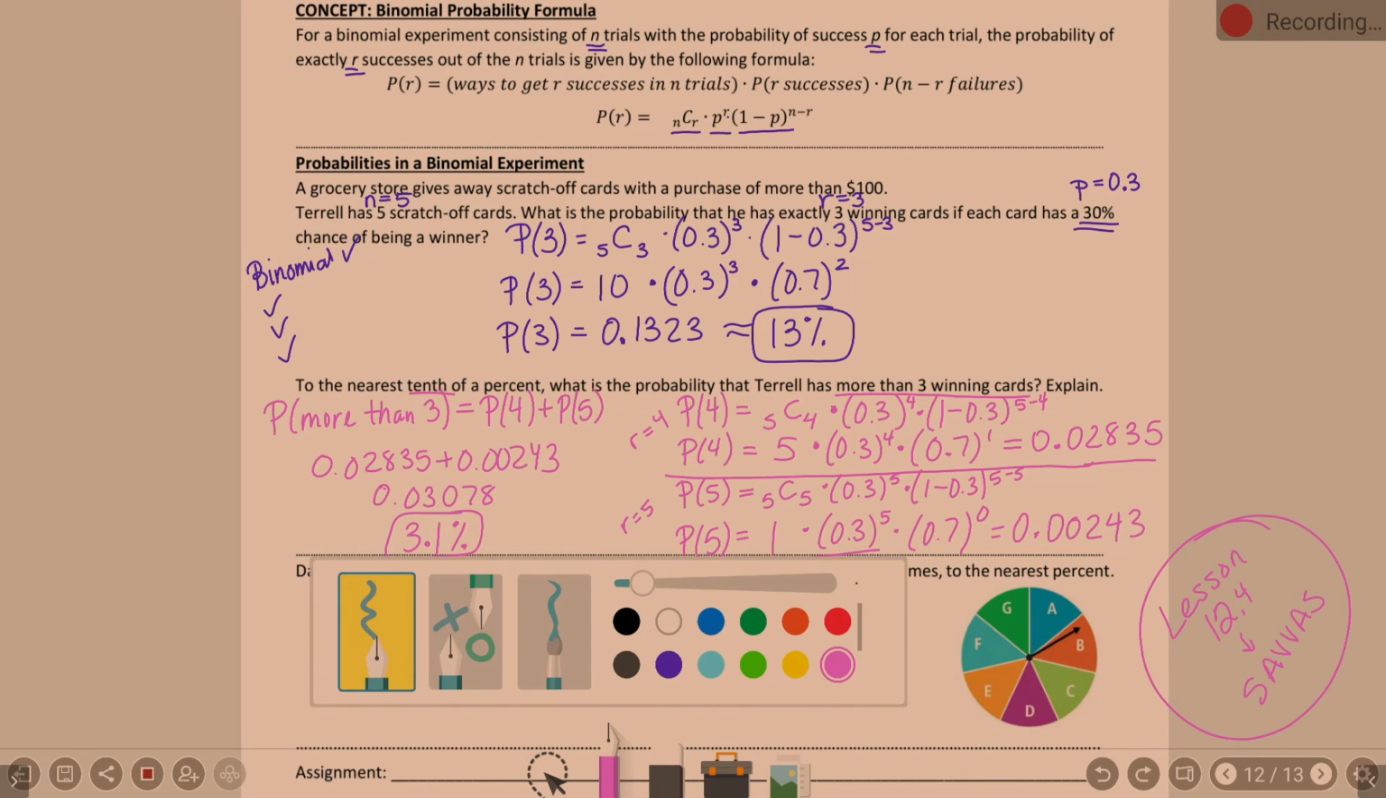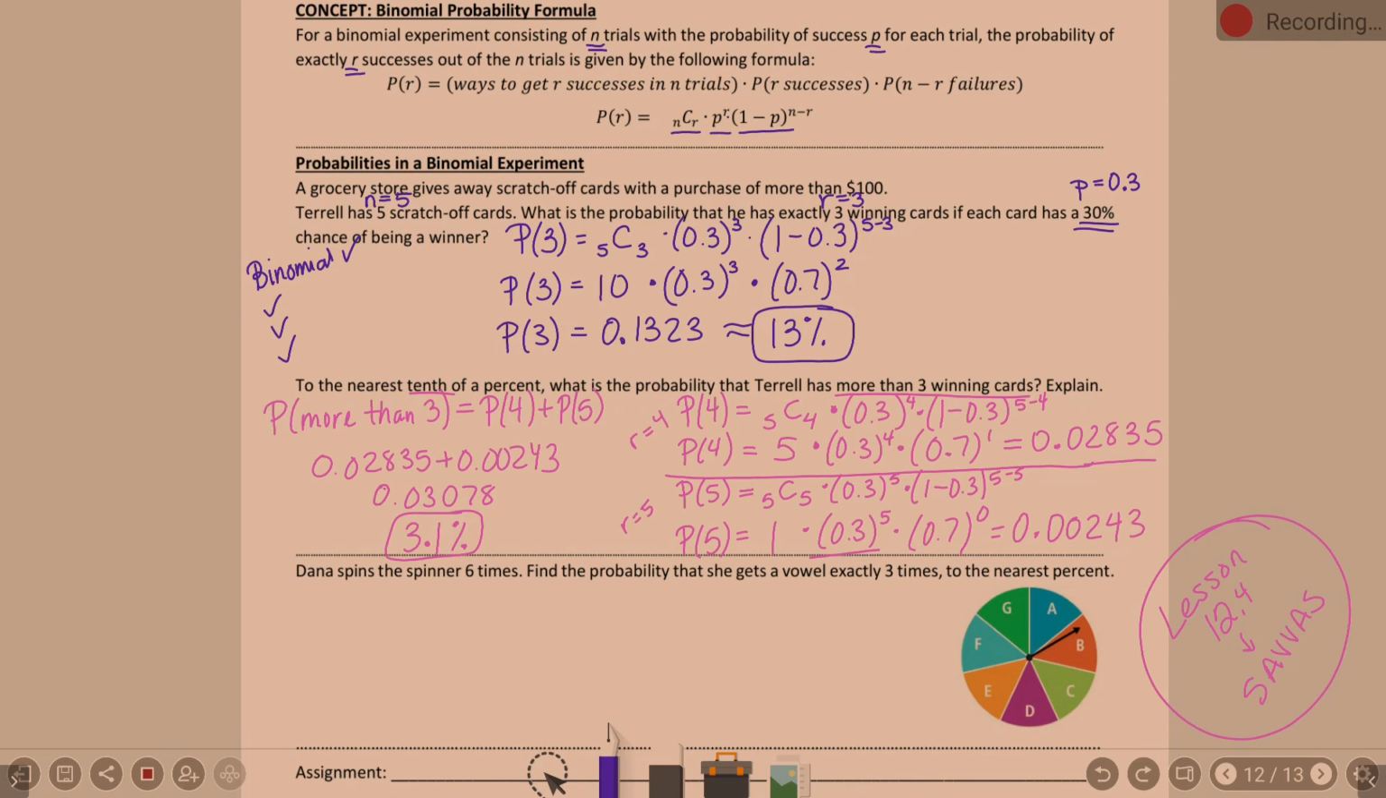If you look at this last one, your N is 6. Probability she gets a vowel exactly 3 times. R is 3. And you actually have to find the probability on this one. It wasn't provided. So probability of a vowel. Looks like probability of a vowel is 2 out of 7. So when you use your probability here, that is going to be 2/7. Okay, so keep in mind you might have to actually find your own probability. So I'm going to go ahead and set this up. So it'll be on the video if you want to go back and look at it.